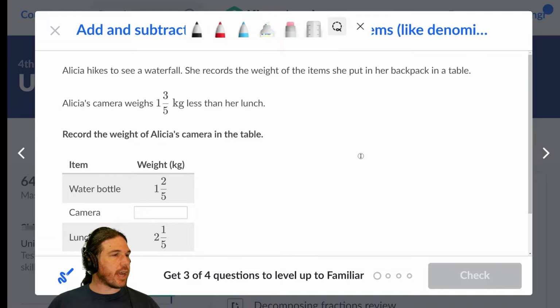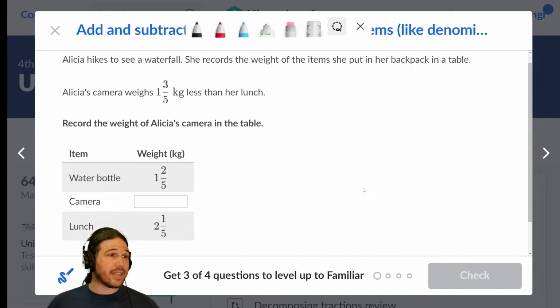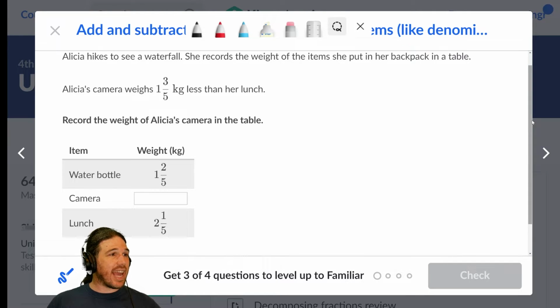Alicia hikes to see a waterfall. She records the weight of the items that she puts in her backpack in a table. Alicia's camera weighs 1 3/5 kg, which stands for kilograms. A kilogram is about 2.25 pounds. Then her lunch. Record the weight of the camera on the table.